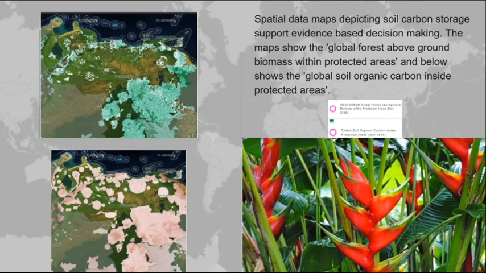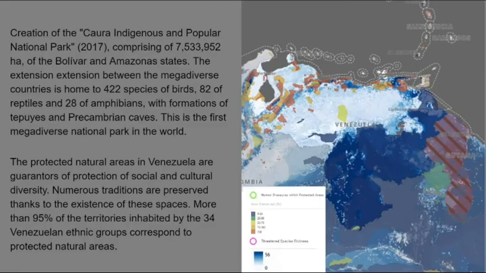Here you have two of the UNBL maps that show the biomass of carbon stored in the country. The next.